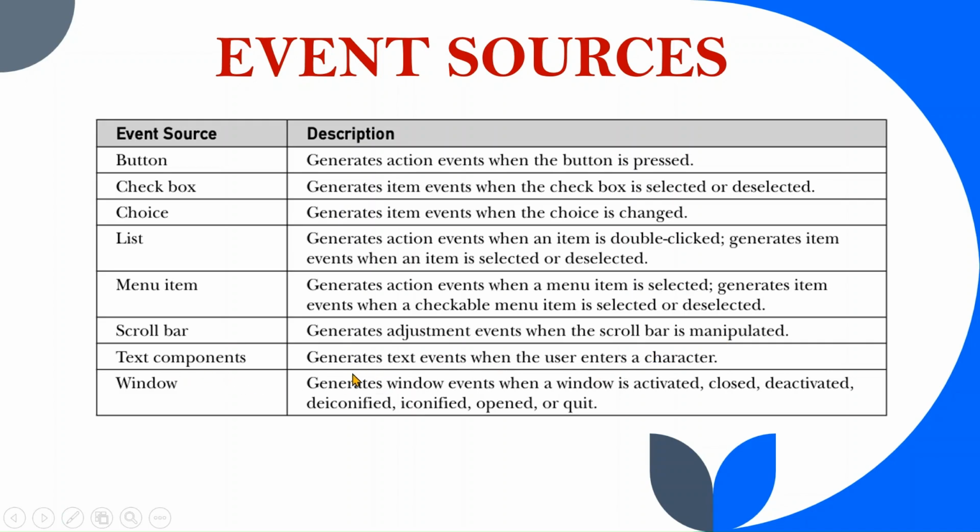Then text components generate text events when the user enters a character. Text component implies what? Text field and text area. Window is one more source. It generates window events when the window is activated, closed, deactivated, de-iconified, opened, or quit. Now these are the sources which are generating the events.